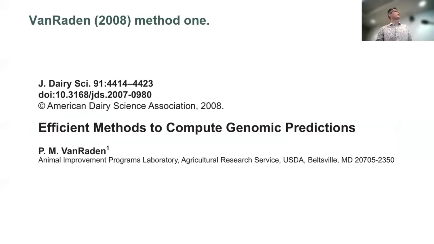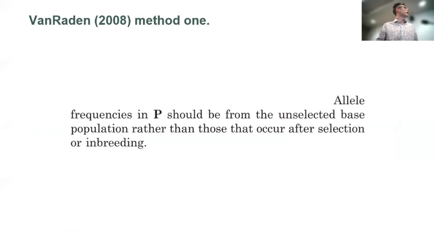Now, this paper introduced, I believe, three different estimators for genomic relationships. I'm going to talk about method 1 in here, which is probably one of the most widely used estimators for relatedness. And a really key detail, which Jeff alluded to just before, is that this paper is quite explicit that the allele frequencies used in method 1 should be from the unselected base population, so from the ancestral population, rather than from allele frequencies of the sample population after selection has occurred.